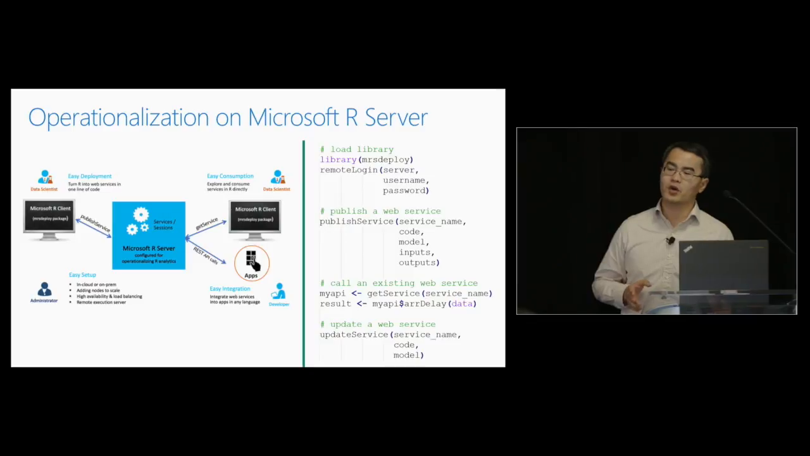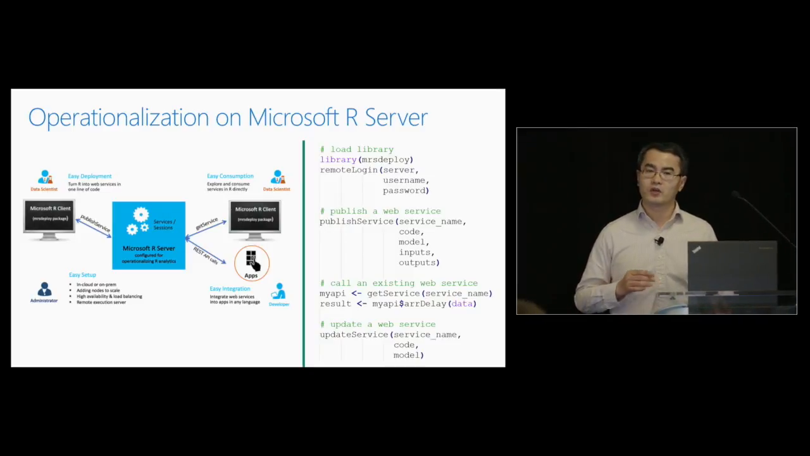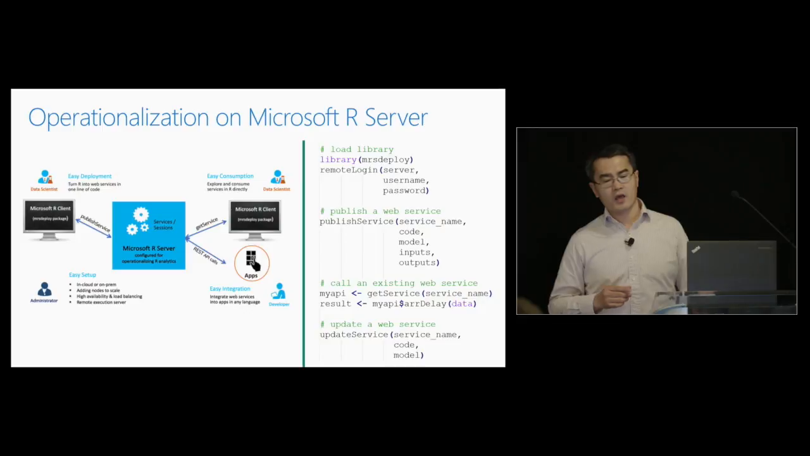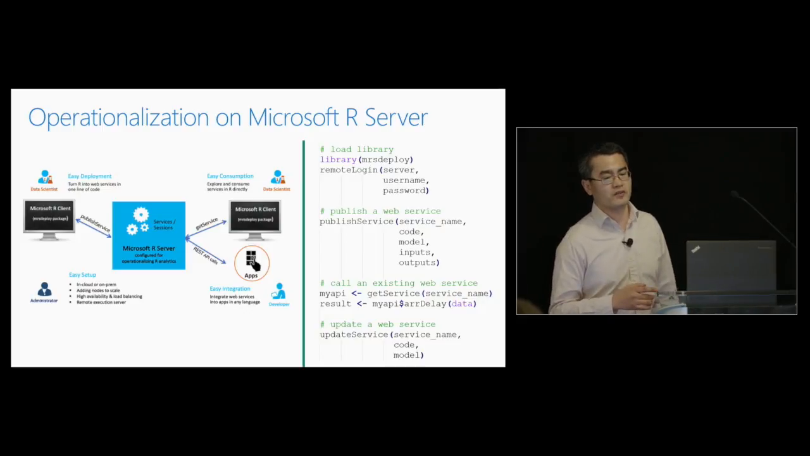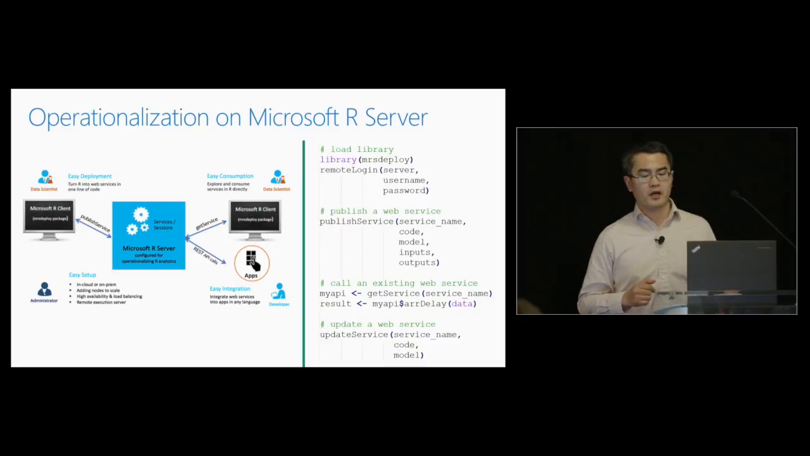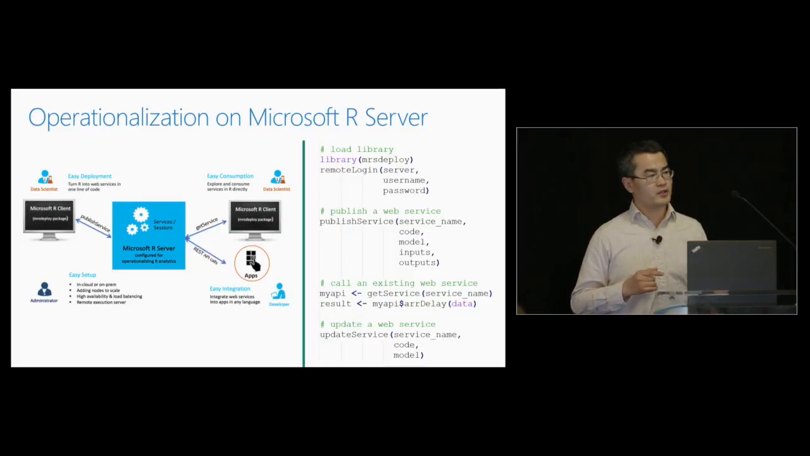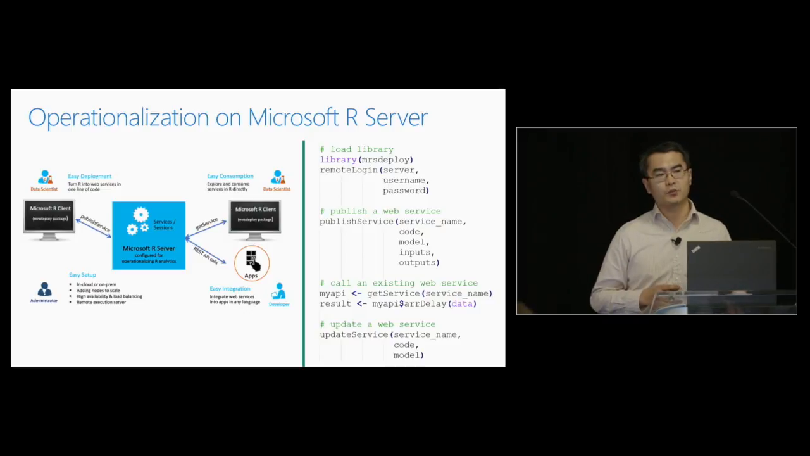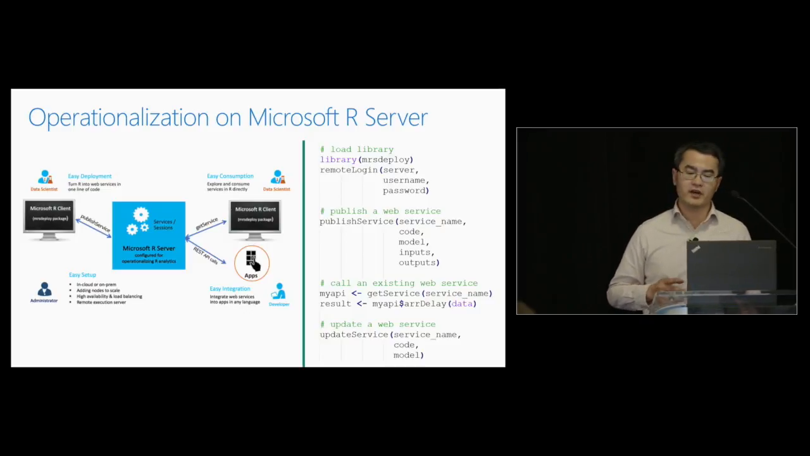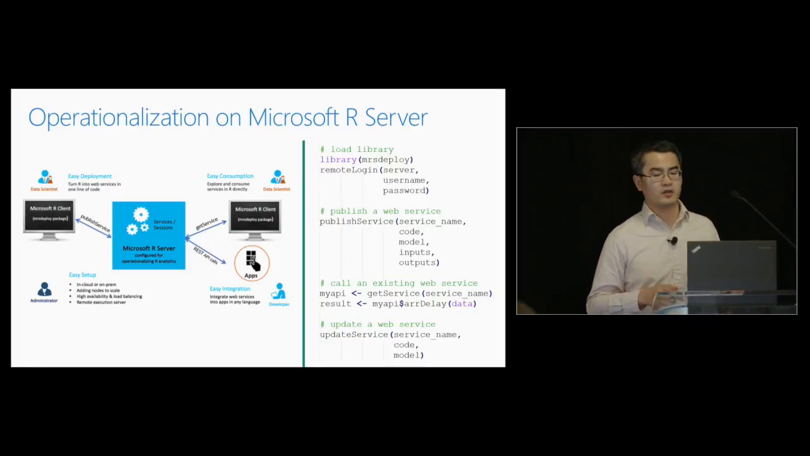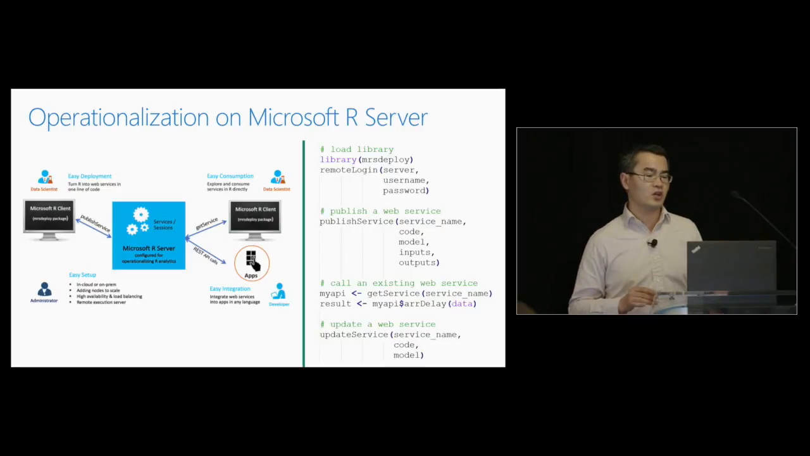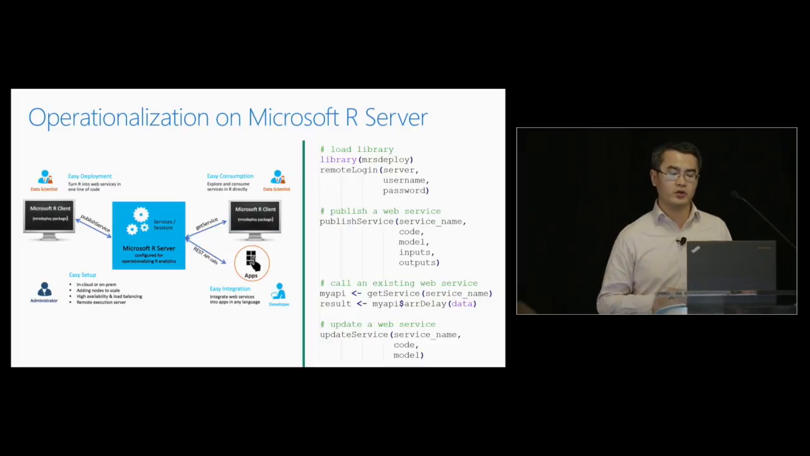And to the right, there is some sample code, just showing you how easy it is to work with Microsoft R server in terms of deploying a web service. So first, you can load this MRS deploy library, and then you can log onto this server, providing your server name, username, and password. And then to publish a service, you just use this publish service function, where you provide the service name, the code, your model, your input arguments, and your output arguments. And to call an existing web service, you use this get service function, and you provide a service name. You can use that service to score a new data set, for example. Finally, if you want to update your web service, you just use this update service function, where you provide the service name, the code, and your updated model. It's done. So the model has been updated.